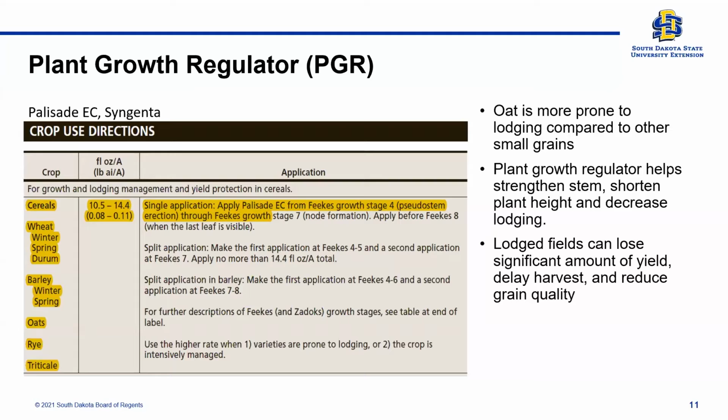Labels are long and detailed, but I thought this table gives you a snapshot of what it is. It's labeled for all small grains that we grow in the state: wheat, both winter, spring, and durum, and barley, oats, rye, and triticale. I thought it makes more sense to apply something like this in oats, which tends to lodge more. The label rate is anywhere from 10.5 to 14.4 ounces as a single or double application, but you can't go above 14.4 even if you're doing two or more applications.